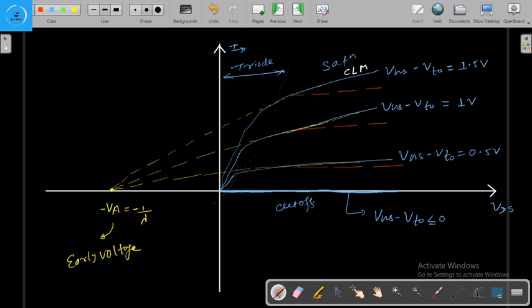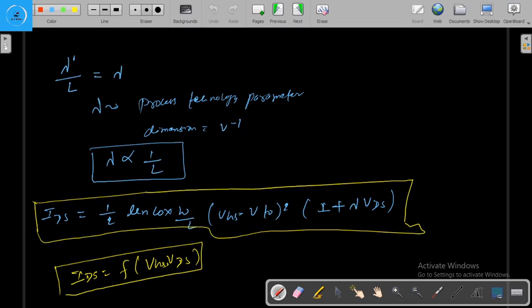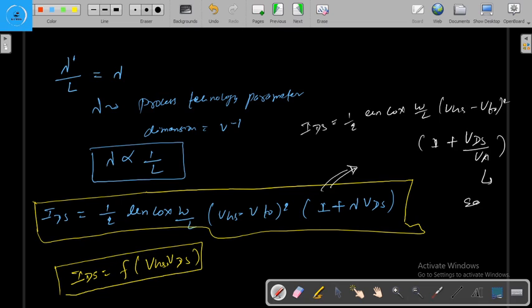When we join all these curves, they cut the VDS axis at a point, and that point is called the early voltage, and its value is equal to 1 by lambda. So we can also say IDS is equal to 1 by 2 mu n Cox W by L, (VGS minus VT0) whole square, times (1 plus lambda VDS), where lambda is equal to 1 upon VA, and this VA is nothing but the early voltage.